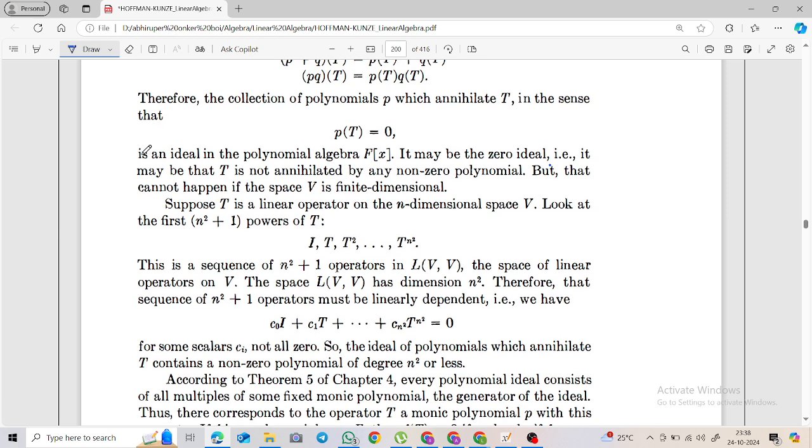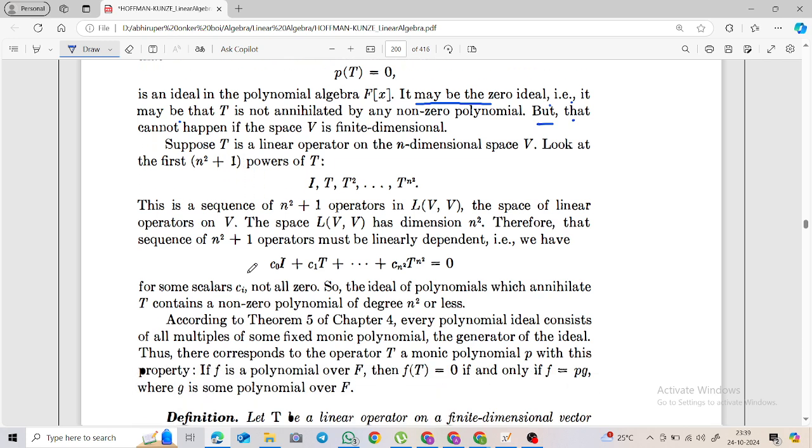This is a very important line. It may be the zero ideal. That is, it may be that T is not annihilated by any non-zero polynomial. But this is not the case. We will prove the Cayley-Hamilton theorem to show that this is not the case. I mean, I can actually tell that, but then I will have to treat V as a K[x]-module. Let's not go there. But that cannot happen if V is finite dimensional. Okay, yeah, this thing is good. This proof is good.